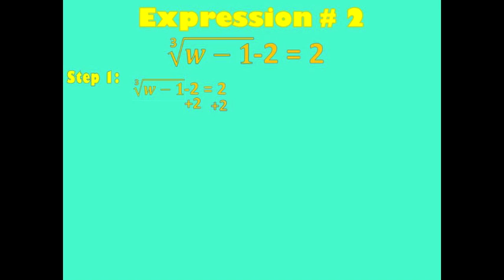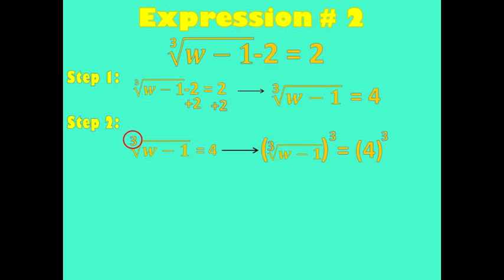First step is to isolate the radical, so you would add 2 to each side. After that, your radical would end up equaling 4. Your next step is to raise both sides to the power of the radical. Since this radical already has a power given to you, you would raise each side by 3. Your answer ends up being 64.